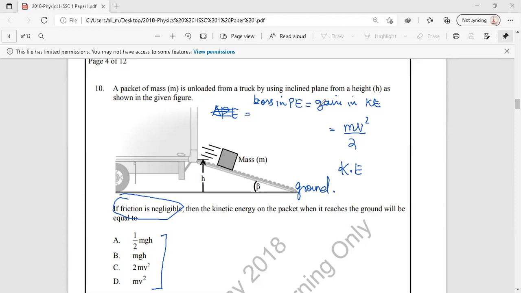If there is no loss due to friction, this is known as the work energy principle. So at the highest point, the body has a potential energy that is equal to mgh, and by moving down the slope, when it reaches the ground, all its potential energy at the height h will be converted into the total kinetic energy on the ground. So this kinetic energy would be equal to mgh in this case, if there is no friction or no loss of energy. So the correct answer for this question number 10 would be option B.